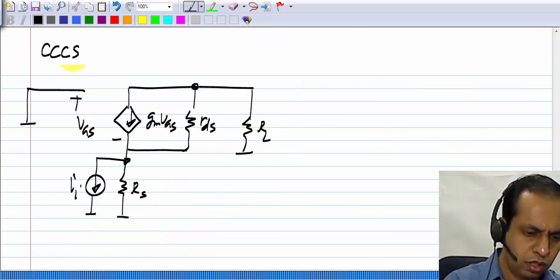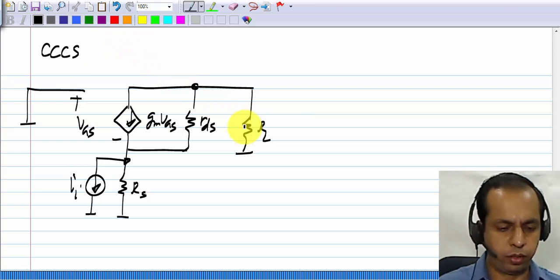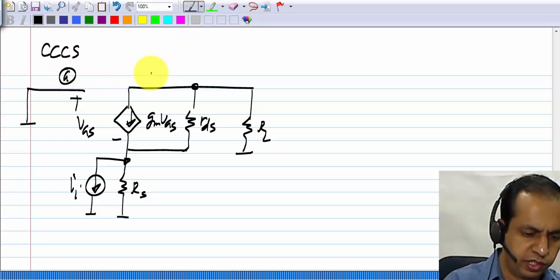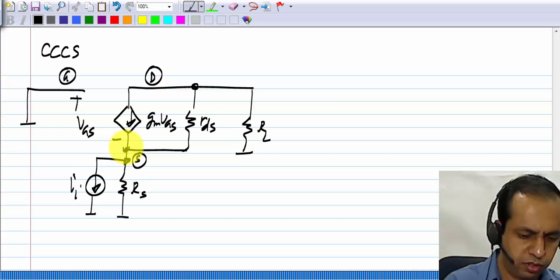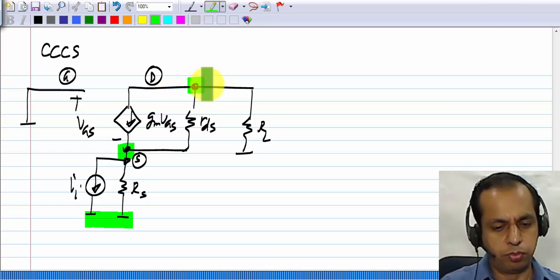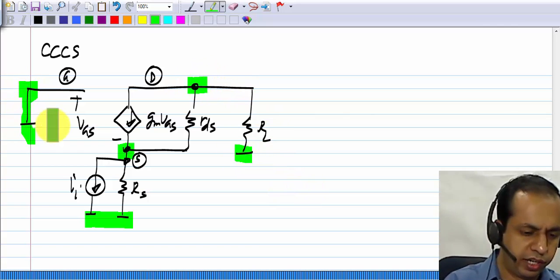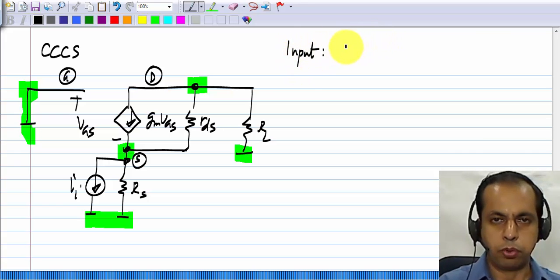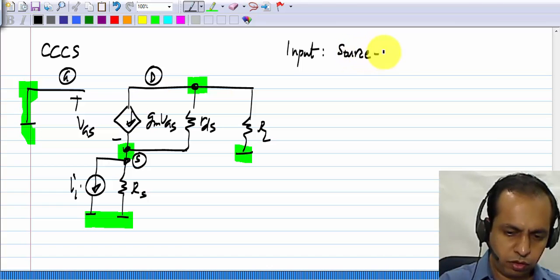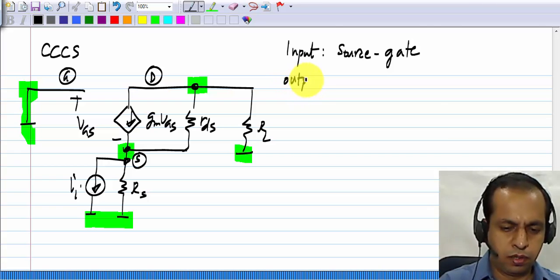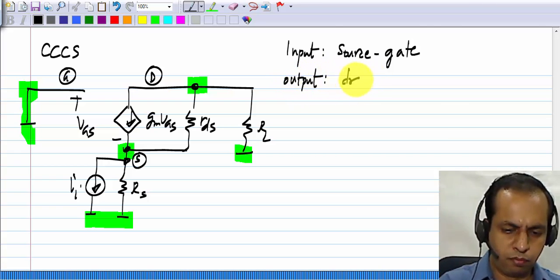This is the current controlled current source with a gain of 1, and you can see in this case that this is the gate, drain and source terminal of the MOS transistor. The input is applied between source and ground, the output is taken between drain and ground, and the gate is grounded. So we can say that the input is applied between source and gate, and the output is taken between drain and gate.